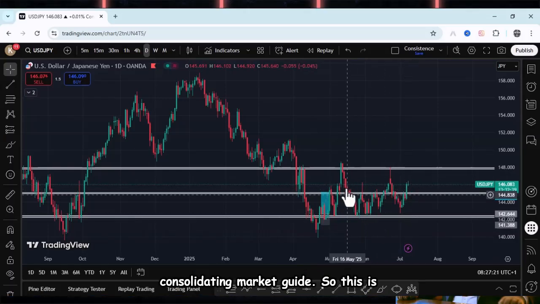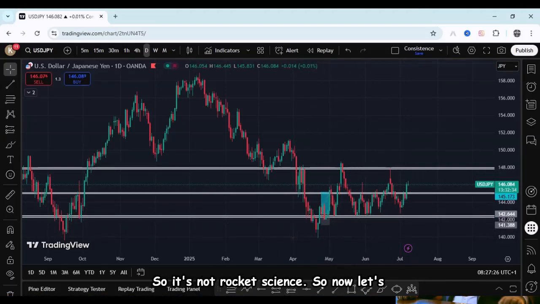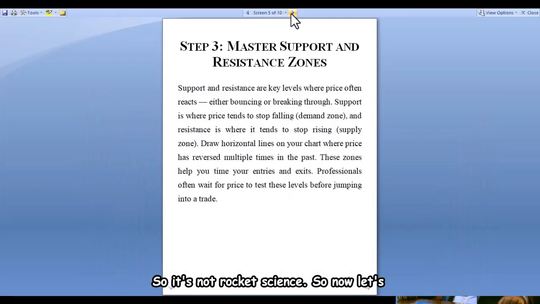This is a consolidating market guys. So this is how to identify your chart guys. So it's not rocket science. So now let's go to the next step.